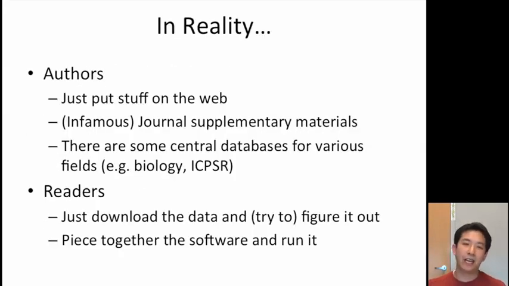So what happens in reality is that authors just throw things up on the web. There may be journal supplementary materials that are famously disorganized, and there are only a few central databases that authors can take advantage of to post their data and make their data available. So if you're working in a field that has a central database that everyone uses, that's great. But if you're not, then you're out of luck. Furthermore, the readers end up just downloading the data, putting the code together by hand, and they have to piece together the software, and it can be difficult to do.